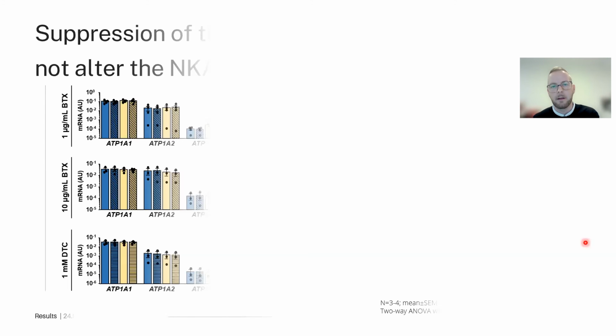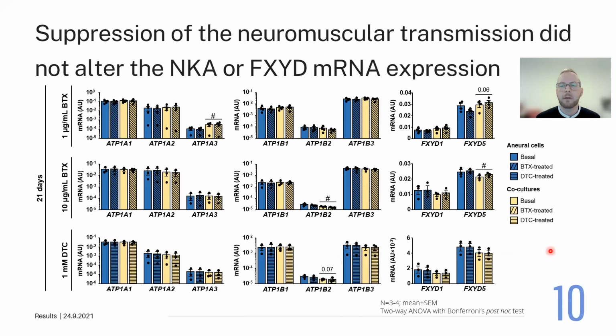Afterwards, we also tested antagonists of neuromuscular transmission on the expression of NKA and FXYD proteins, and we did not see any changes in mRNA and protein levels of NKA and FXYDs with either alpha-bungarotoxin or D-tubocurarine, which are both antagonists of neuromuscular transmission.